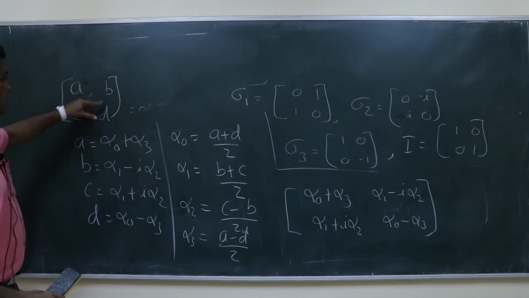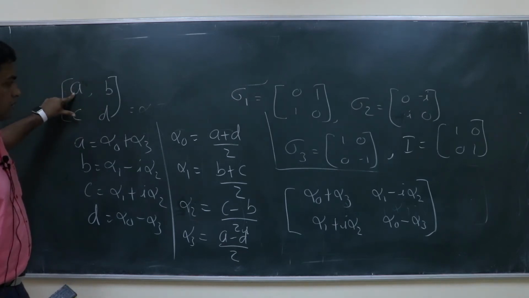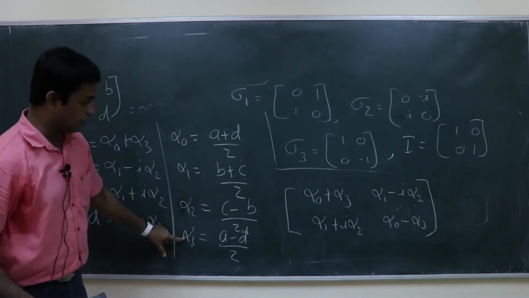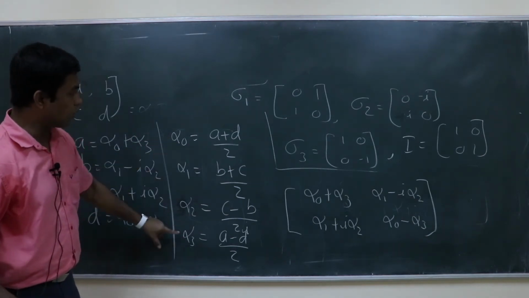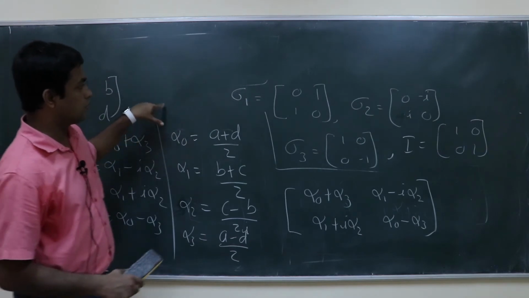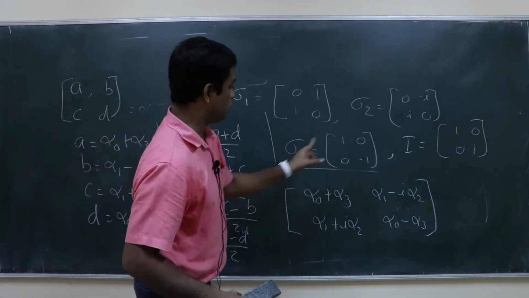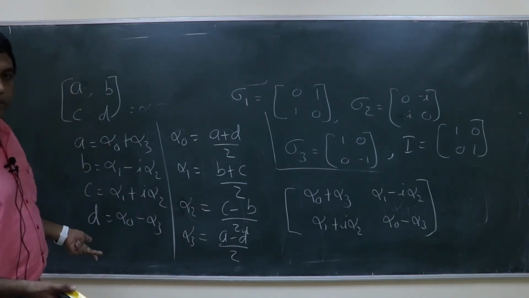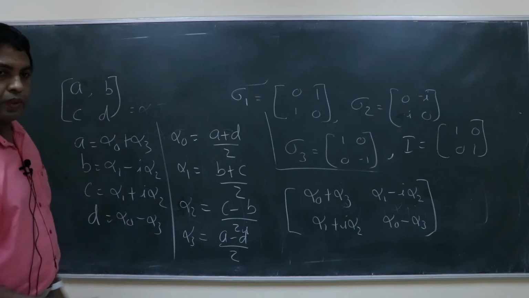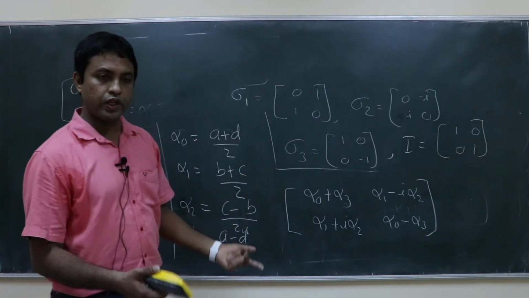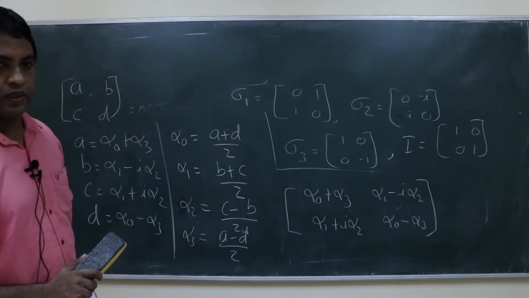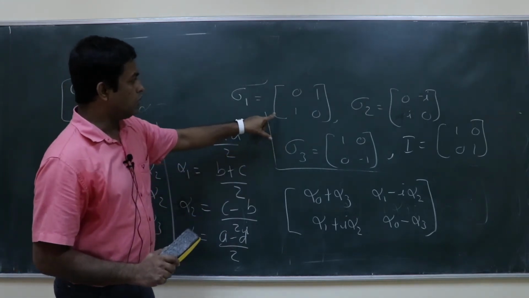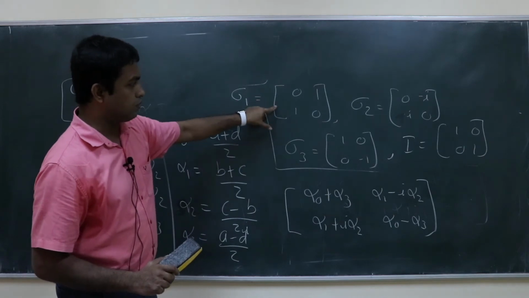So for any general matrix, I can uniquely find alpha 0, alpha 1, alpha 2, alpha 3, which are the coefficients of I, sigma 1, sigma 2 and sigma 3 respectively. You give me any general 2 by 2 matrix, I can now expand it in terms of these 4. That is what it means to span all the space. So that is clear, right? Now you take any of these matrices.